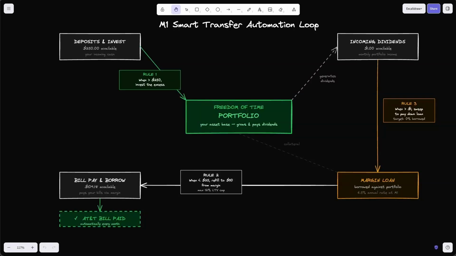Three rules, that's the whole system. Money comes in, it gets invested, bills get paid, dividends pay down the loans, and it's all automated. I don't touch anything. So to be clear, in order for me to accomplish this, I had to create 3 cash accounts in M1. Each one has their purpose. Each one does things different, and I'm going to go over each one. So let's start with the first one.